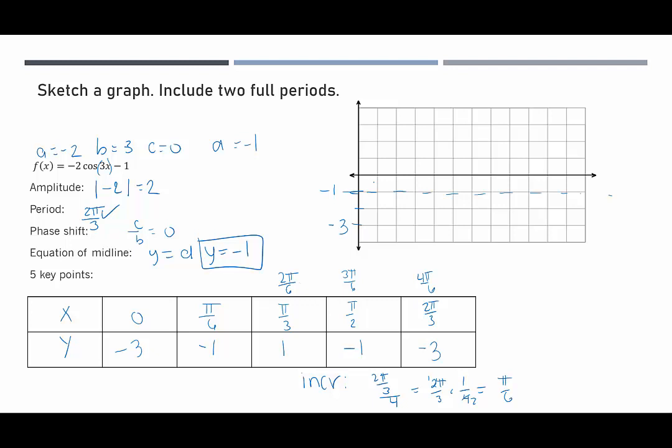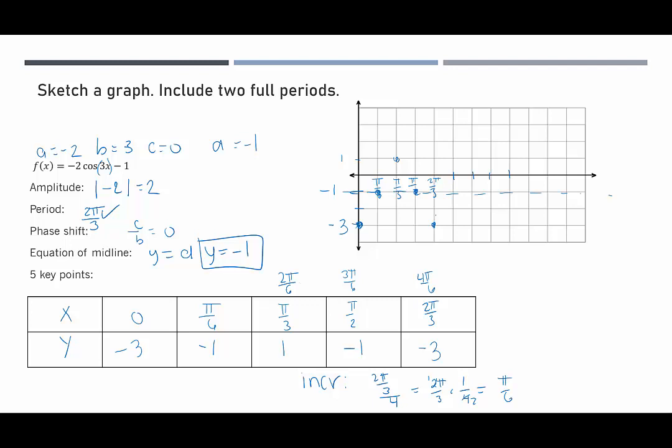I'm going to graph 2 full periods, and I'm going to label. So this is pi over 6, pi over 3, pi over 2, 2 pi over 3, and we'll forego the units here. We'll just make tick marks to remind me where to stop. Okay, we're starting down at -3. We're going up to the midline, up to the top at 1, back down to the midline, down to the bottom. There's 1 complete cycle.